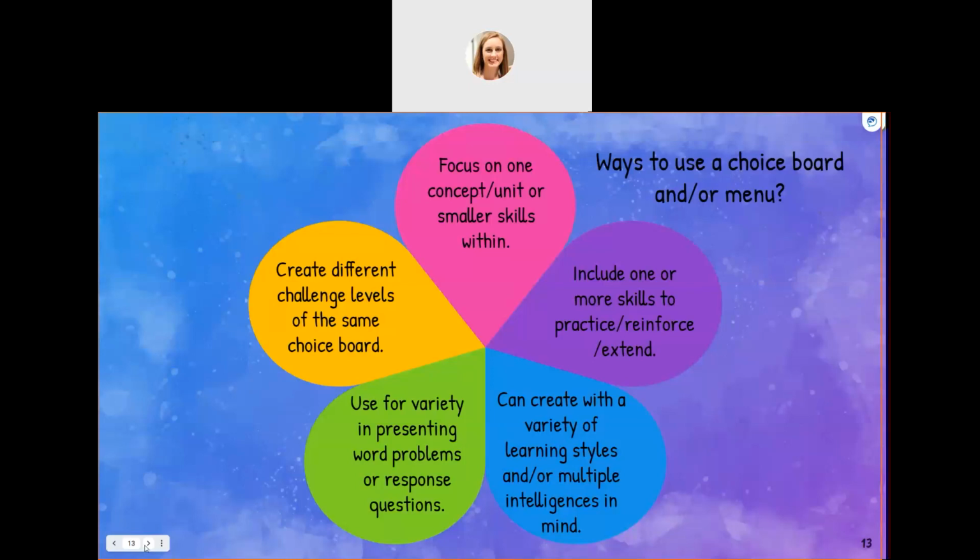You can use these for a variety in presenting questions for text, any kind of response question or word problem in math. You could also create different levels of challenge for the same choice board. So let's say you pre-assess and you've got 3 to 4 different groups that are at different points of learning and different levels. So maybe you create the choice board and think through the activities, but then you have different levels. So like tiering, you would tier the choice boards so that each student got a particular choice board that was predetermined by the data you had from either observation or assessment. So those are just some different ways that you can use the choice board or menu.